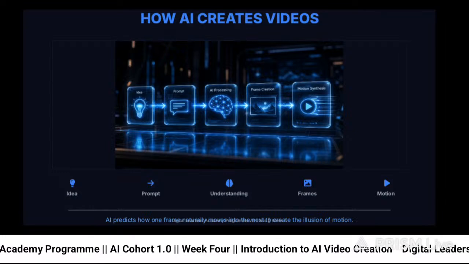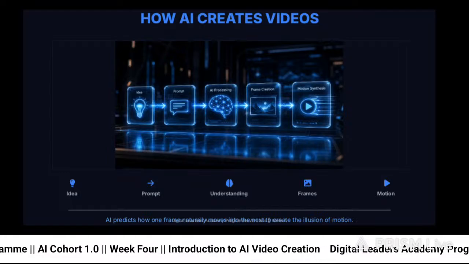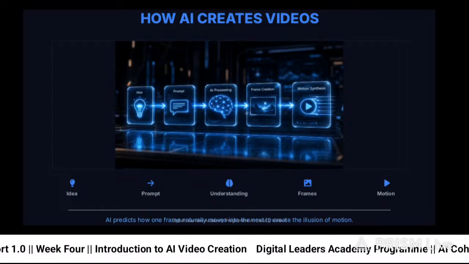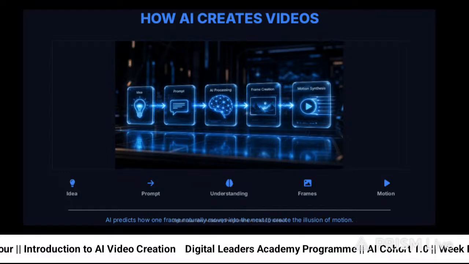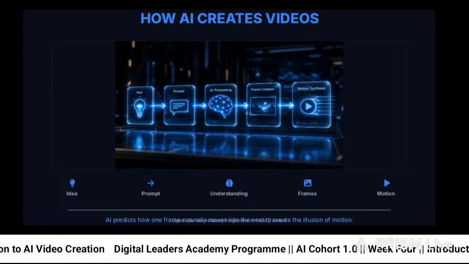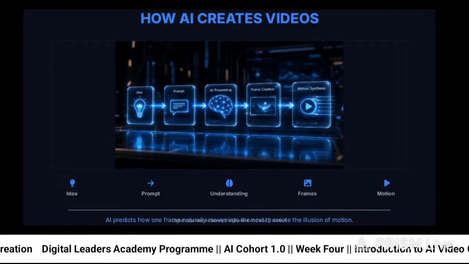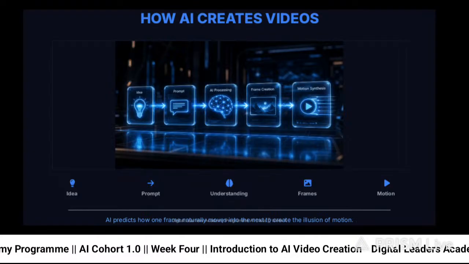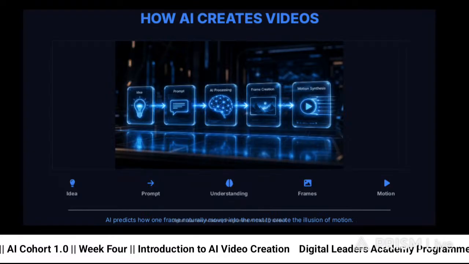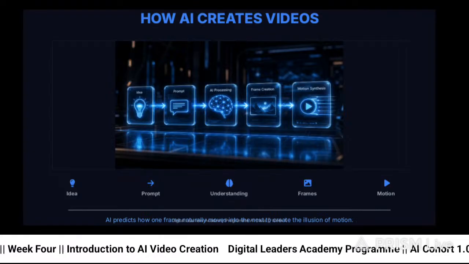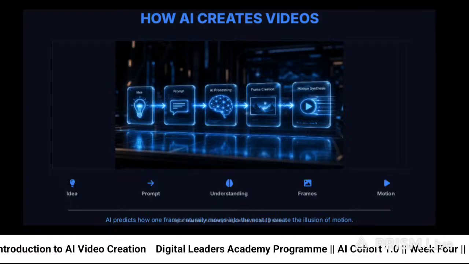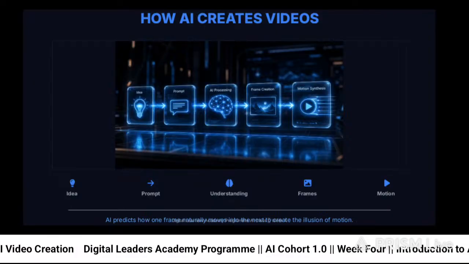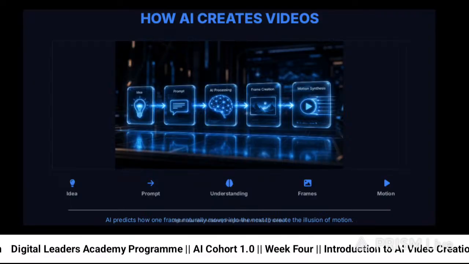So from there we go to the prompt. What are the prompts that are necessary to bring that idea that we've conceived to life? The idea that we've taken sessions to think about, how do we conceive it? How do we bring it to life? That's through our prompting. So when the AI gets the prompt, the next thing it does is to understand it, to process the prompt in alignment with the idea that you are trying to generate.